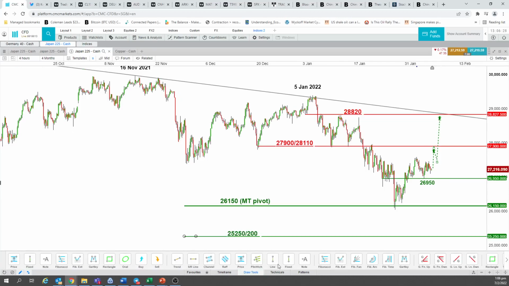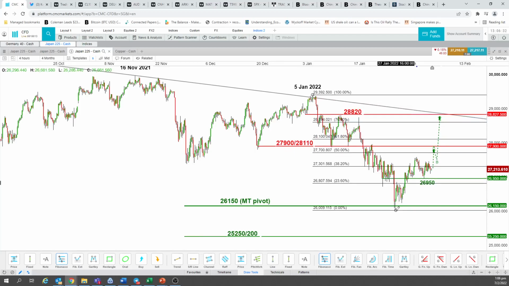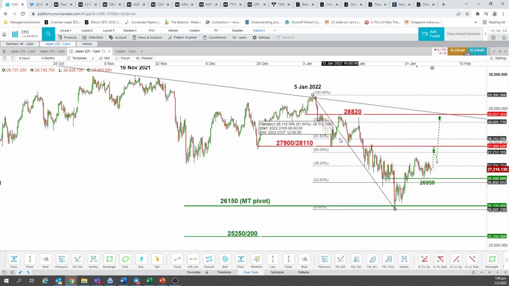So if I were to draw the Fibo extension or Fibo retracement, pardon me, it's the 61.8%. Okay, 61.8%, which is 28,110. So in the first step, watch this first resistance first. Above it, it could take us up towards 28,820.